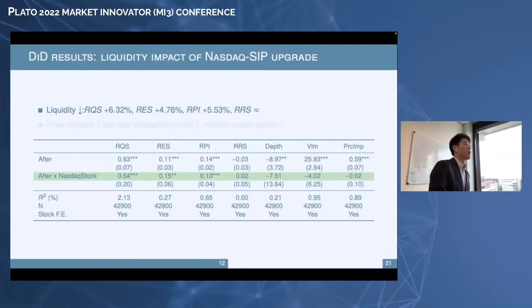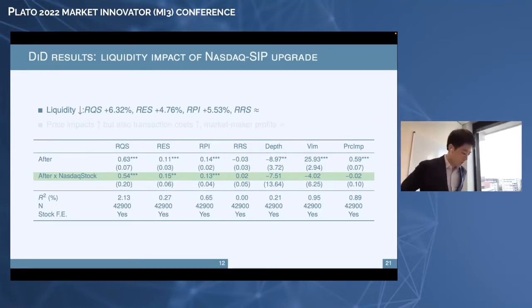All right, so now we come to the results. First, I look at the last SIP upgrade. The first table reports the diff-in-diff estimation results on the liquidity variables. The overall picture shows that after the upgrade, I see a deterioration of liquidity. If you look at the quoted spreads, effective spreads, and the price impact, they increase. The numbers in the table are in absolute terms, in basis points.